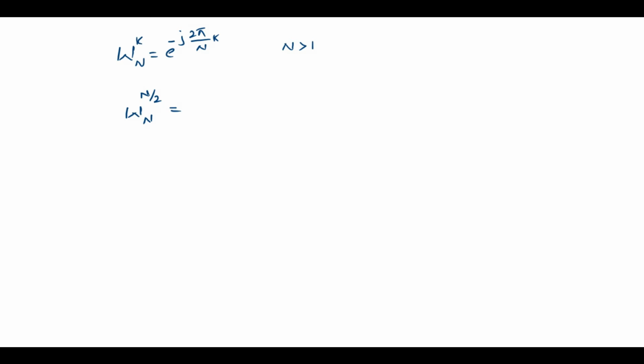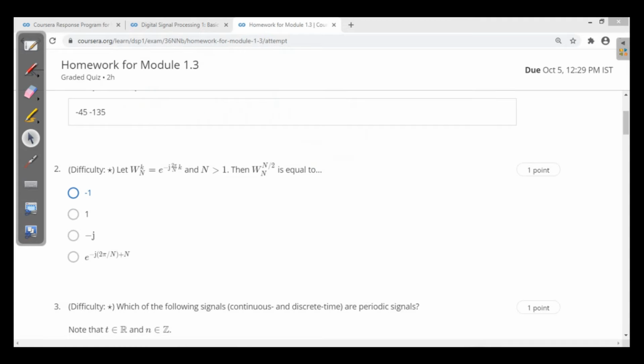So simply the power is N by 2, so e^(-j2π/N) times k, where k is N by 2. The N and the 2 will get cancelled, so its value is only e^(-jπ). e^(-jθ) is cos θ minus j sin θ. The cos π value is minus 1, and sin π value is 0, so its answer is minus 1.